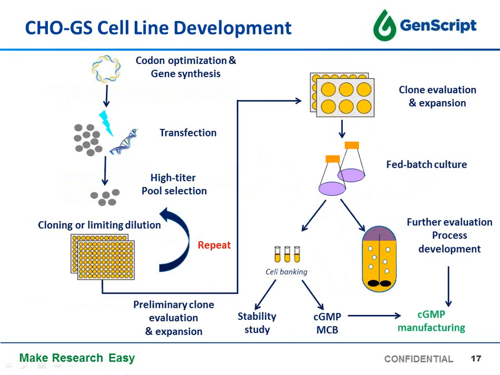So here I show you again the cell line development workflow. Start from the codon optimization, gene synthesis, and construct design, followed by transfection and stable cell pool screening and evaluation. Next comes the preliminary clone evaluation and expansion. And then you choose the target cells for further clone evaluation and expansion. Then we go into the feed batch mode. Typically, we can achieve gram per liter expression during the first feed batch round, and then we can achieve even higher during the second round. At this point, we can bank the cell or conduct further evaluation or process development.